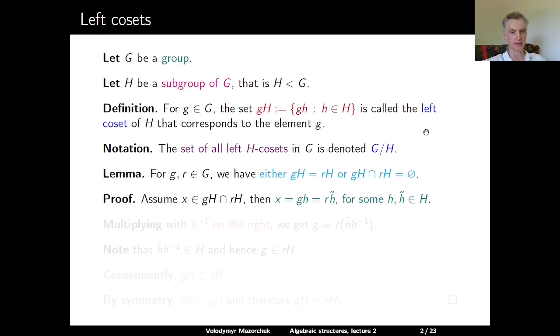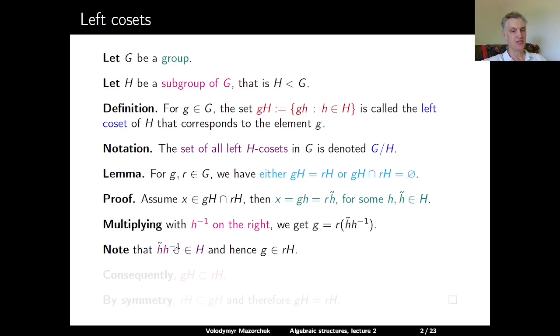Let's call it x. Then we can write x as g times h for some element h in H, and also as r times h tilde for some element h tilde in H. If we multiply this equality, gh is equal to r h tilde, with h inverse on the right, then we get a cancellation here on the left, so we will get g is equal to r times h tilde h inverse.